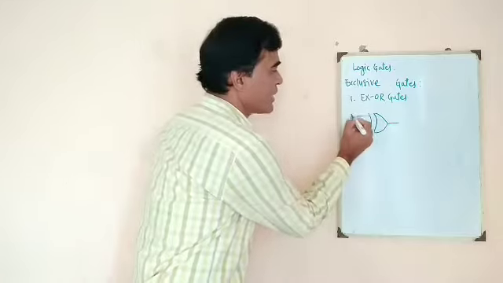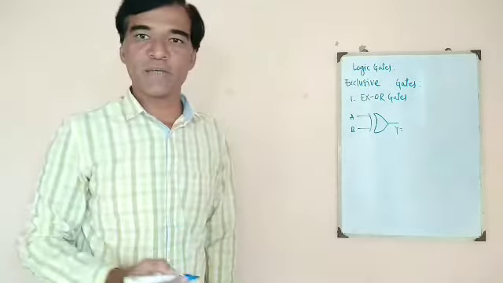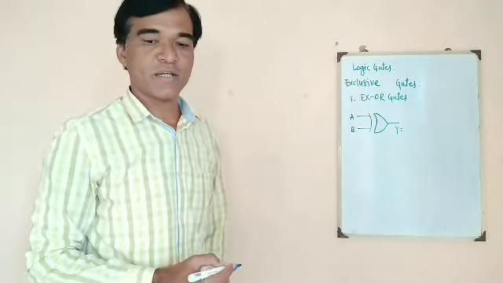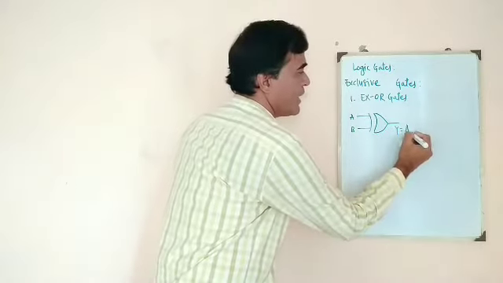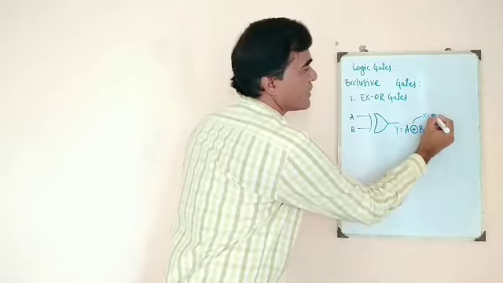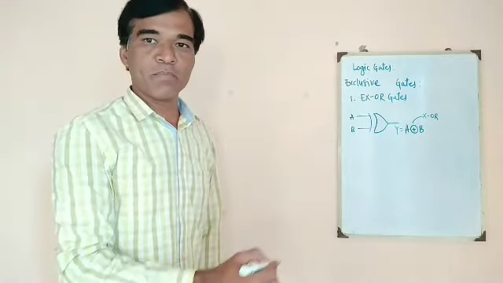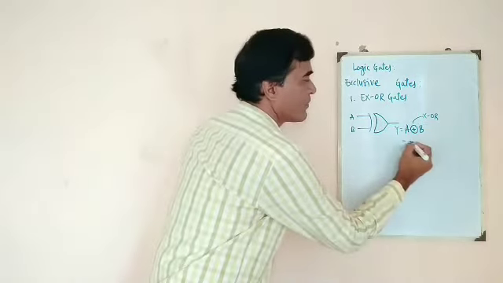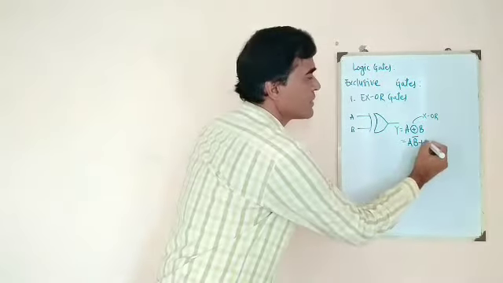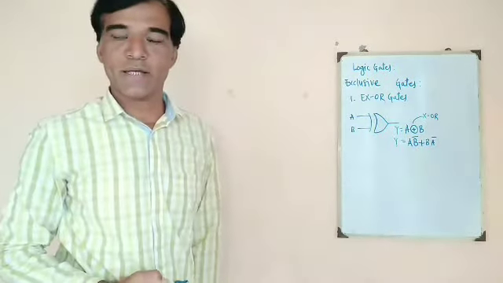Let these inputs be A and B, output is Y, and output Y is given by the XOR operation, and that XOR operation is given as A XOR B. This is the operator XOR. How can I simplify this XOR operation? A dot B bar plus B dot A bar, that is nothing but Y, that is A XOR B.